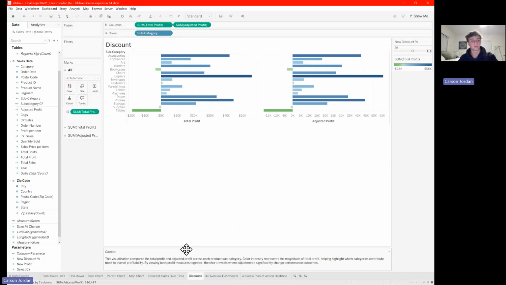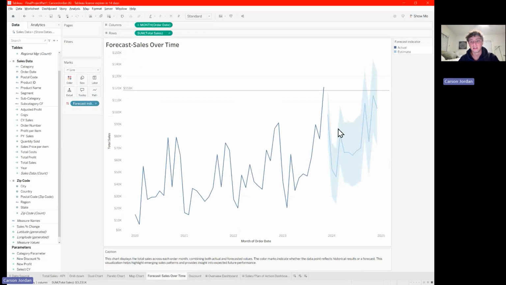Well, actually, no reason to skip over. Let's just do forecast. Just getting ahead of myself. So for the sales forecast, I created a forecasting model using the built-in prediction tools. This model showed a steady upward trend in sales from 2020 through 2023, and then forecasted up to 2025.